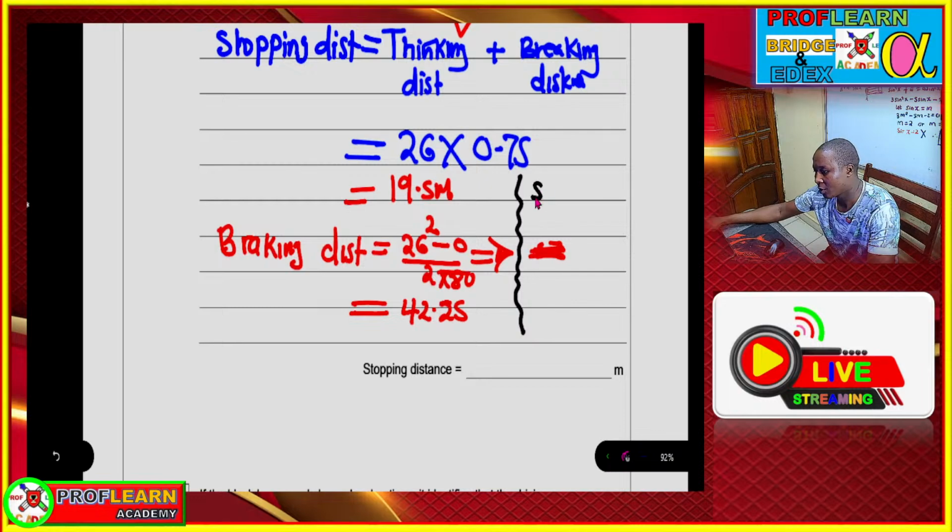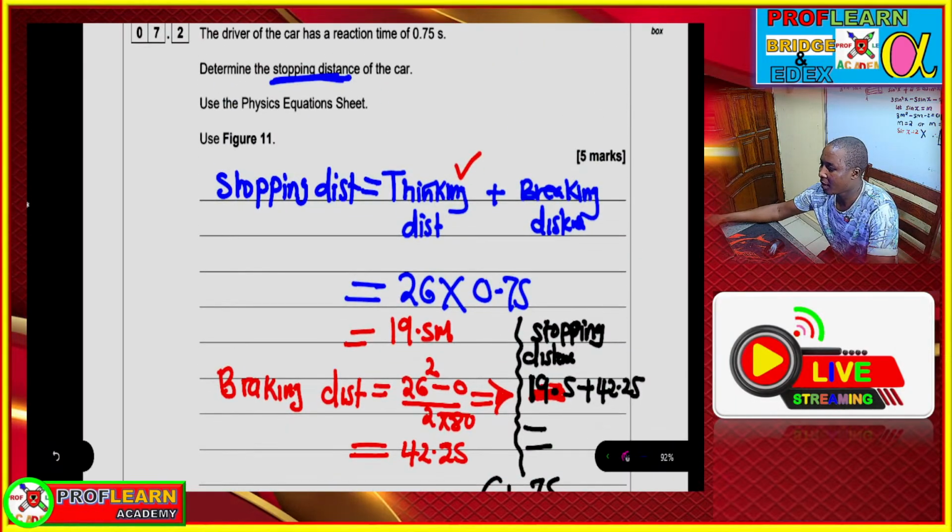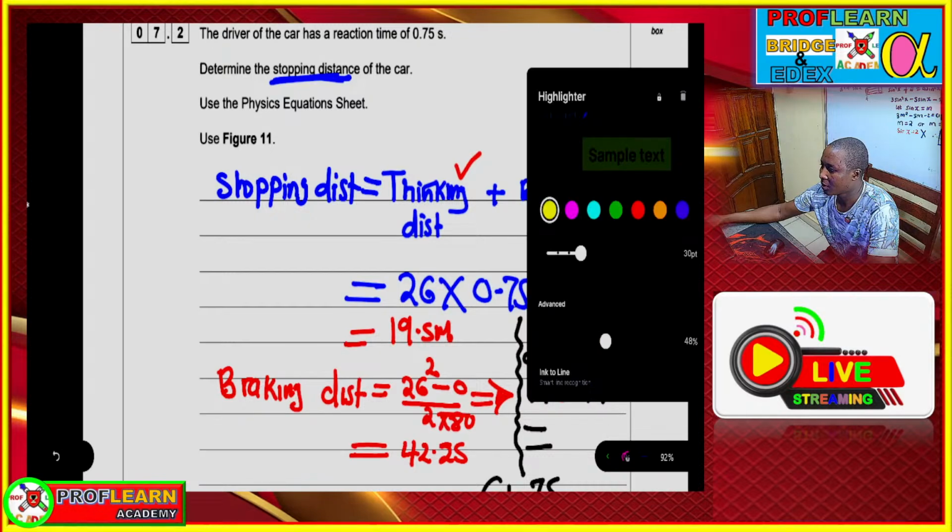And then we shall now have the stopping distance. Our stopping distance will be adding the two, 19.5 plus 42.25, which is going to translate to 61.75.